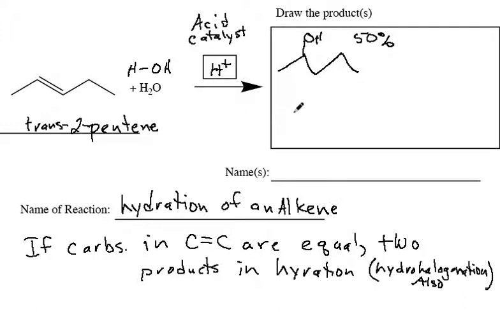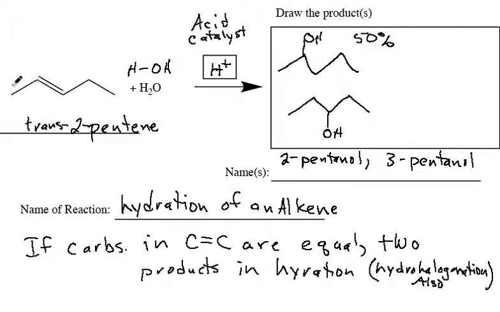And then my second product, also pentane based, and my OH will go on carbon number 3. So what I have made is 2-pentanol, and I've made 3-pentanol.